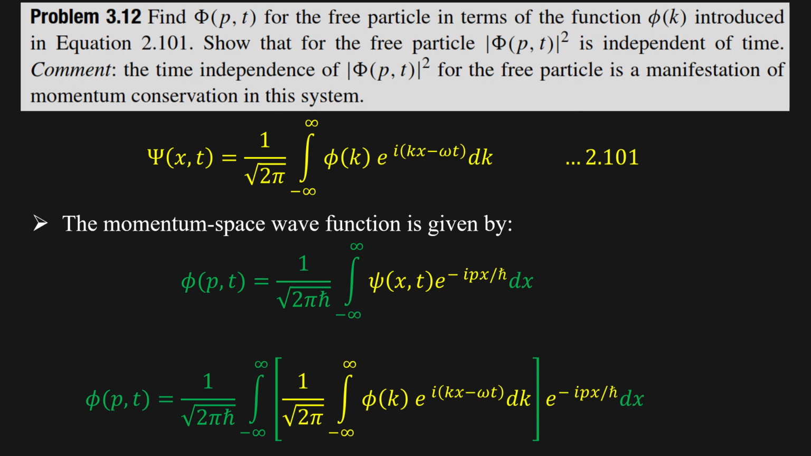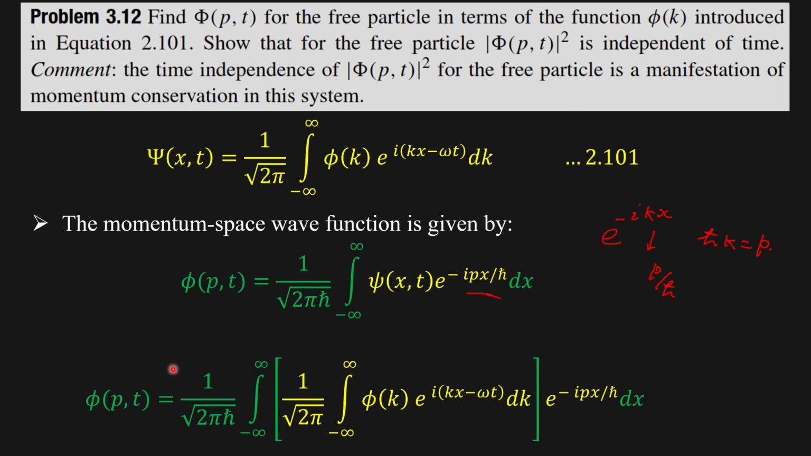Here I have rewritten the exponent, that is, e^{ikx} − ikx. So I am replacing k by p over ħ, as ħk is equal to p in quantum mechanics. So I have replaced k by p over ħ.